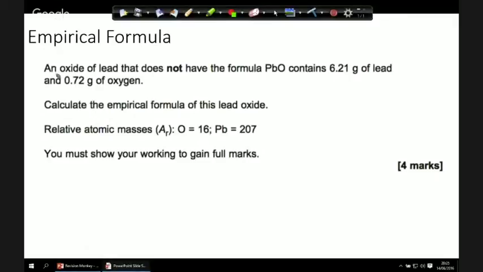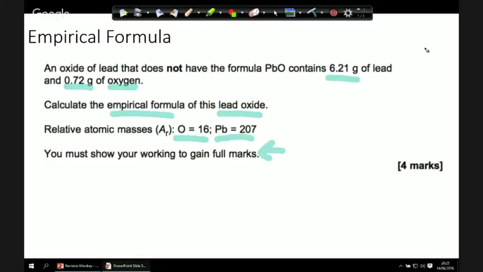So for example, in here, we say an oxide of lead that does not have the formula PbO contains 6.21 grams of lead and 0.72 grams of oxygen. Calculate the empirical formula of lead oxide. And here are the relative atomic masses they've given you already. And this one, look, it says you must show your working. So don't guess it. You have to show your working to get full marks.